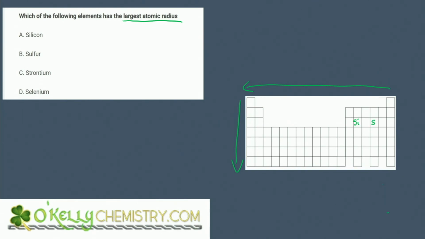Strontium is in group 2, and it's in period 5. Selenium is in group 16, period 4. So that means that it's going to be under sulfur. So which one of these has the largest atomic radius? We are looking for the element that is furthest left and lowest on the periodic table. So that's going to be strontium, group 2, period 5.